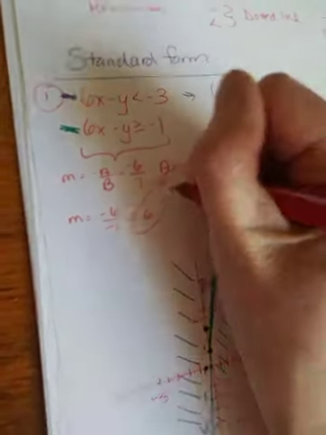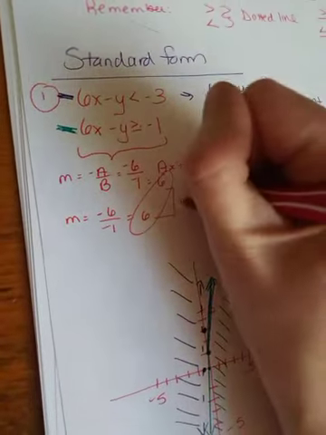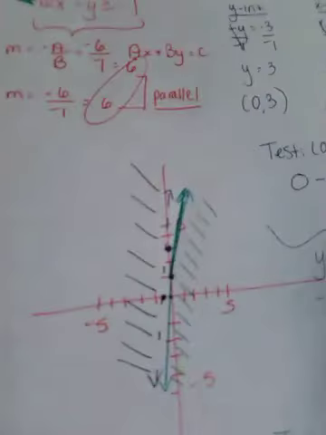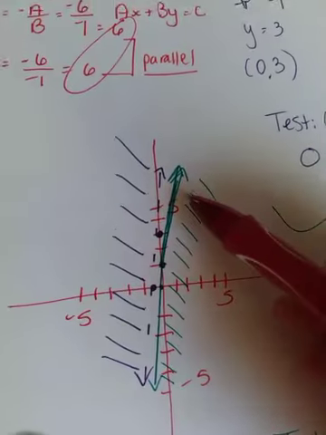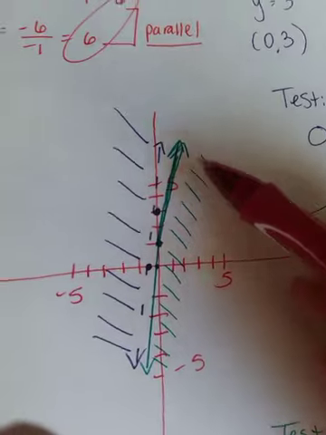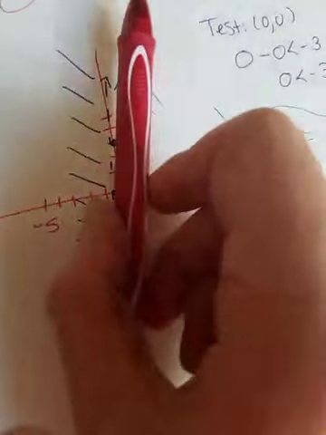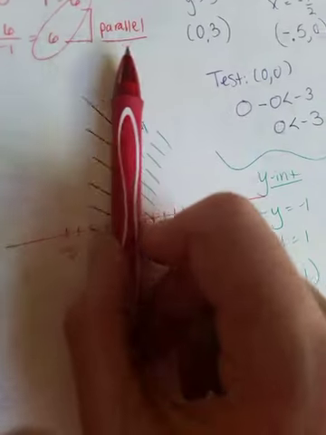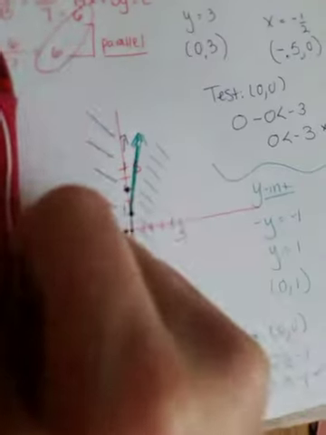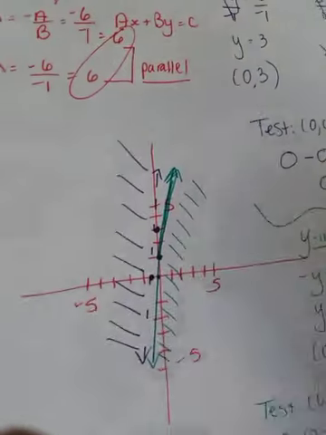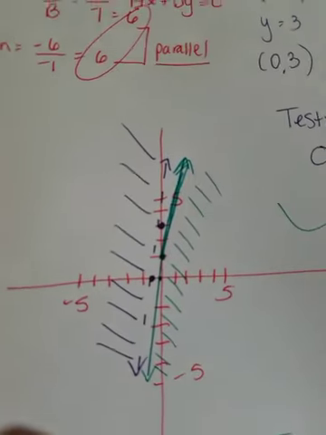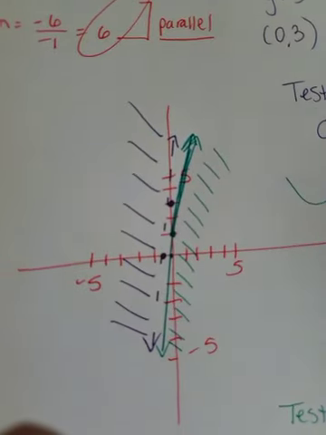So what does that mean about these two lines? They are parallel. So go back to our graph. Is the purple and the teal ever going to cross? The answer is no. So this teal one is always shaded down and to the right. This purple one is always shaded to the left. Now, when we have a system, the answer is where the two colors or the two shadings cross.